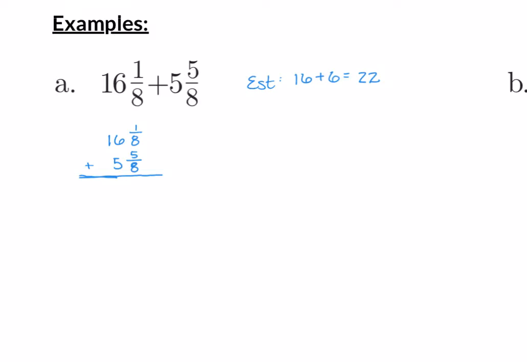So 1/8 plus 5/8, we add our numerators, we get 6, keep our denominator, over 8. We want to add the whole numbers. 16 plus 5 is 21. And we're done. Another thing that makes this an easy problem is that we get a proper fraction here. This is not an improper fraction, so we don't have to worry about carrying. The only thing we do need to worry about is simplifying.